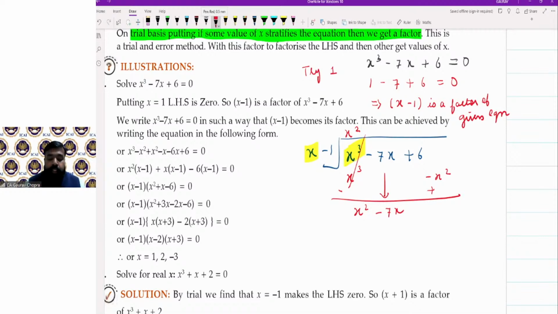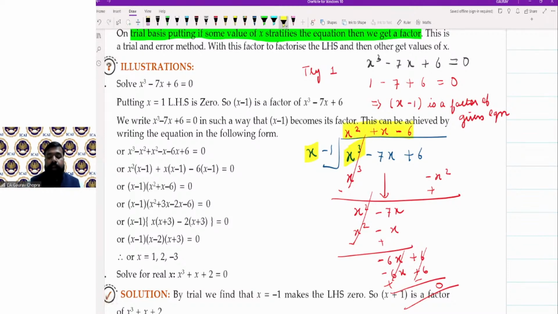Now what do we have to do to make x into x square? We have to use x. So multiply with x, so x square minus x. Change the sign. It is cancelled. What is left? 6x minus 6... now to make x into 6x, multiply with 6. So 6x minus 6. Now change the sign, positive, negative, and the remainder will be 0. Everything is cancelled.